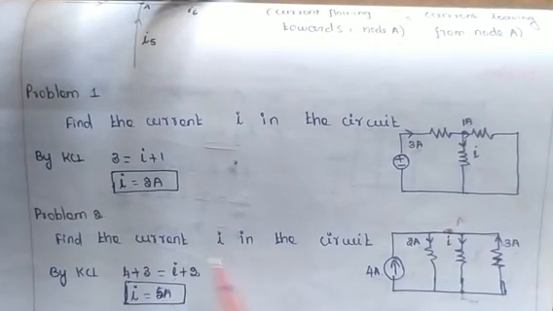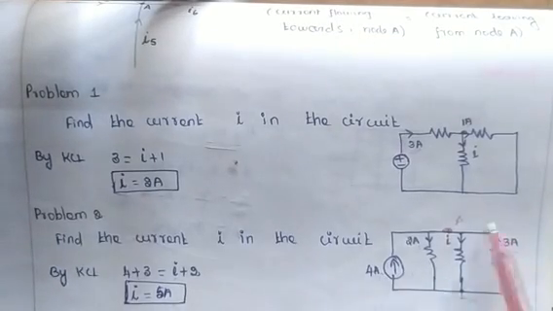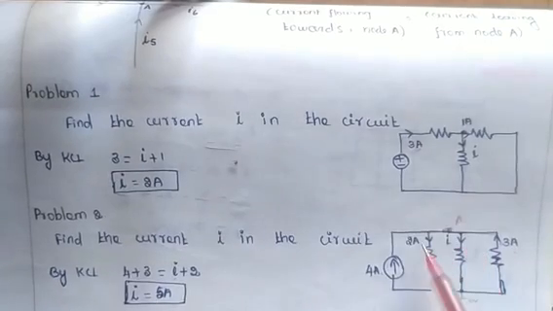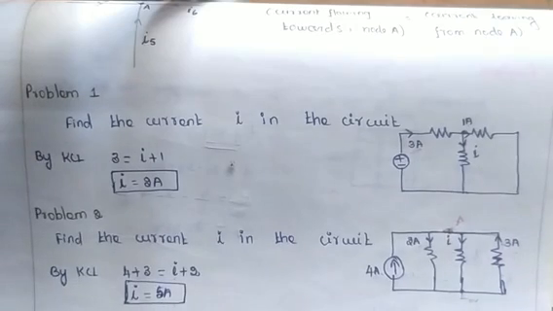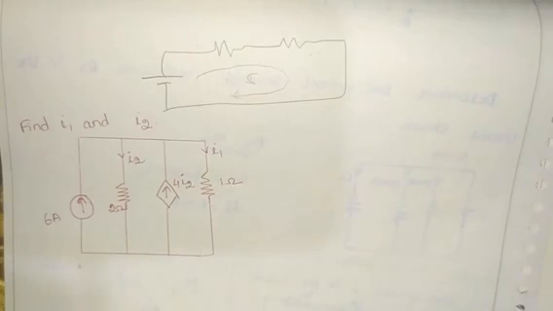Second question, also find the current I in this network. In the circuit, 4 ampere and 3 ampere currents are entering the node A, and 2 ampere and I ampere currents are leaving that node. So 4 plus 3 is equal to 2 plus I. So automatically the I value is 5 ampere. We shall try another problem.